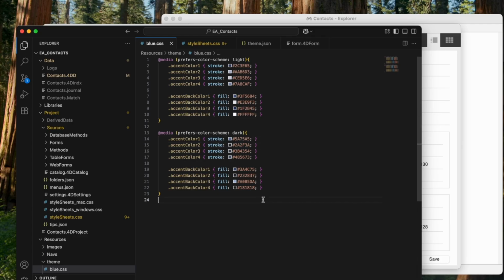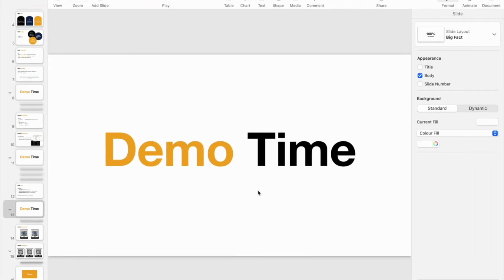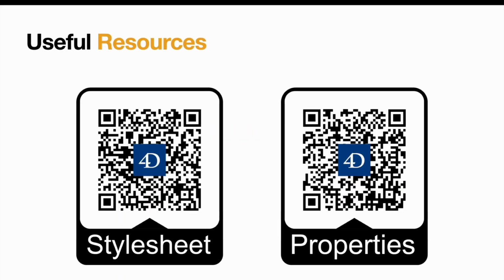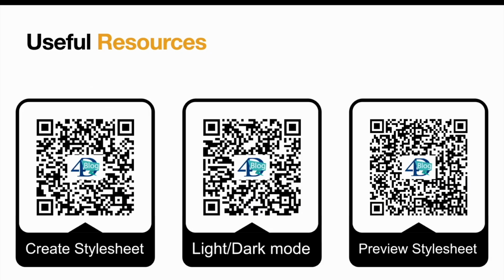Okay. That's all. I return to the presentation. Here is a recap of some documentation links we saw during the demo. And to go further, I recommend this 4D blog: creating a style sheet, managing light and dark mode, and CSS preview in the editor.